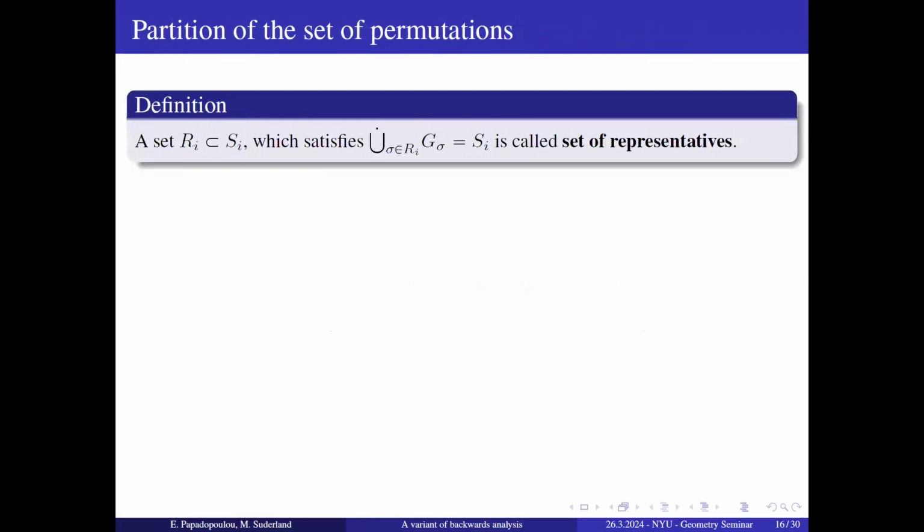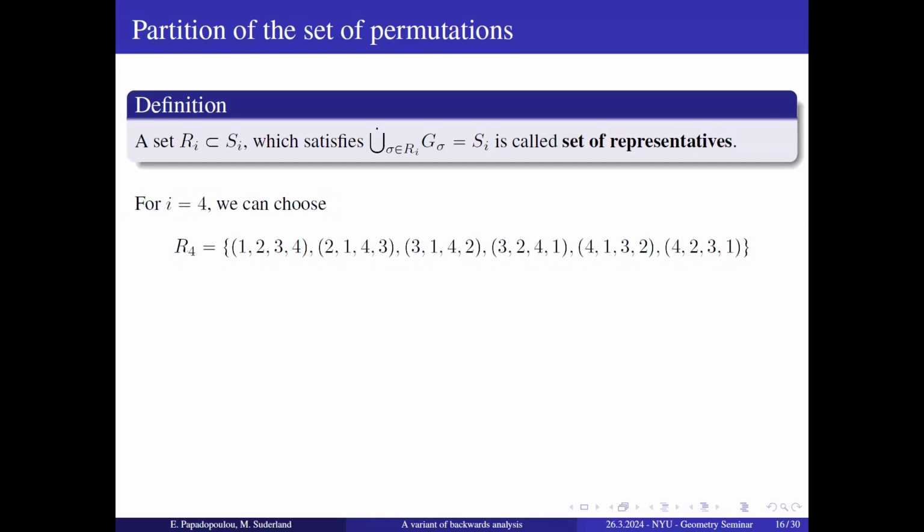Okay. So now, how does the partitioning work? We call a subset R_i of the permutations a set of representatives if their corresponding groups partition the set of all permutations. Here I have an example for i equals 4. We see here it includes 6 permutations. Each such permutation defines a group of permutations of size 4. So in total, if we look at all the 6 groups, we get 24 permutations, and they would be equal to the set of all permutations of length 4.